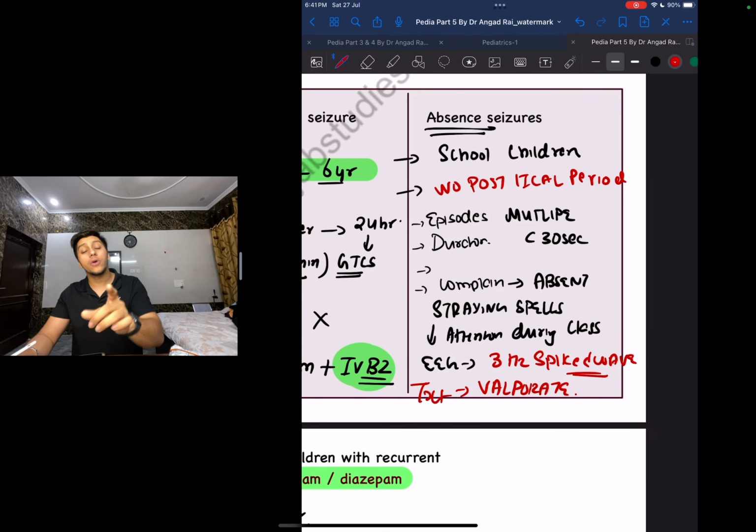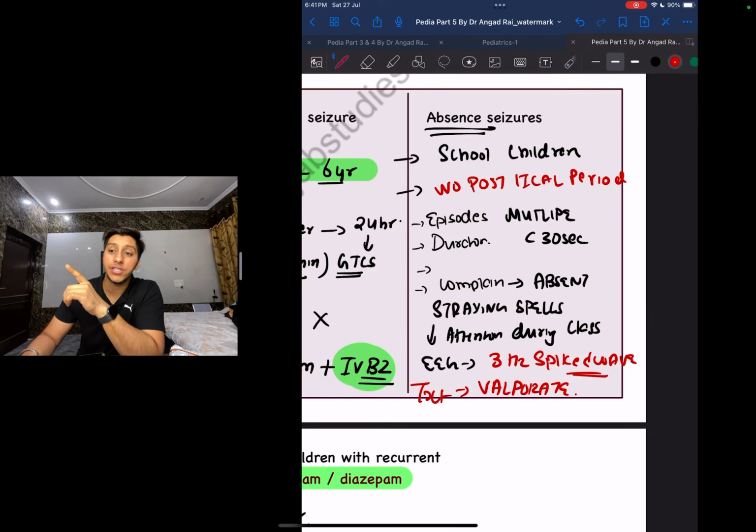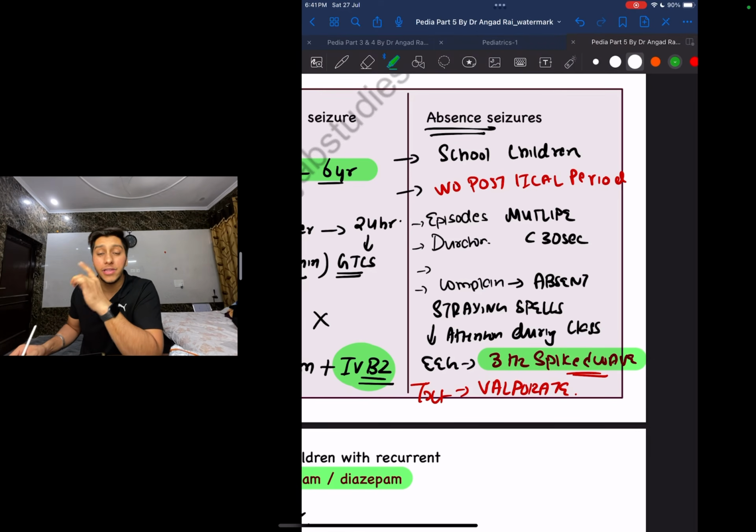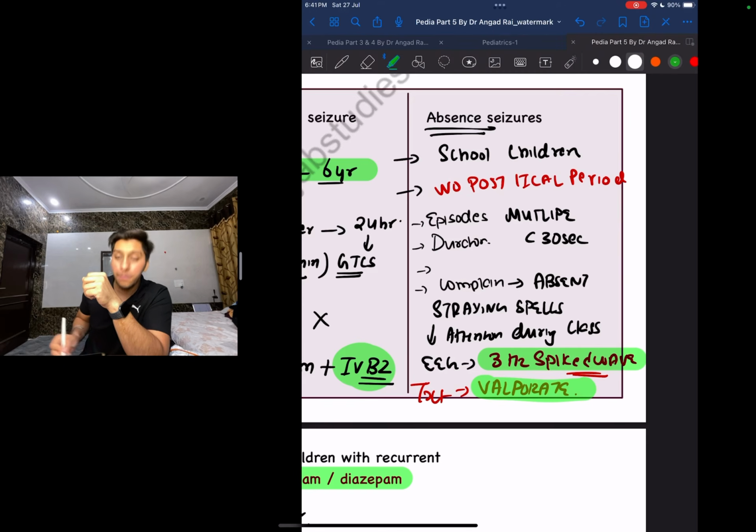Okay. Now, in this condition, you will do an EEG. In the EEG, you will find a characteristic feature, that is a 3 Hz spike and wave pattern. They will ask you what is the treatment of absence seizure, guys. That is going to be valproate.